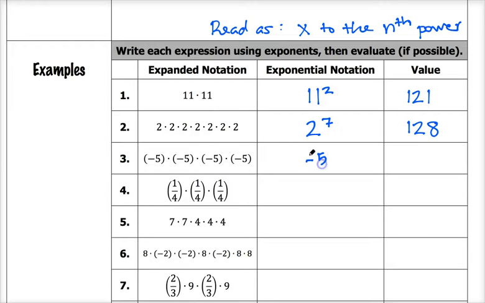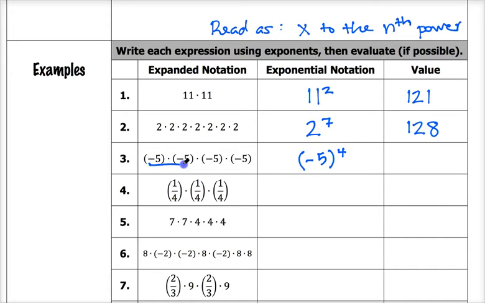Number 3, negative 5 times negative 5 times negative 5 times negative 5. That is negative 5 to the fourth power. Notice how I've written the negative 5 in parentheses. Okay, anytime we're taking a negative base to a power, we need to put that negative sign in parentheses. If you take a negative number times itself an even number of times, think about what your sign would be.